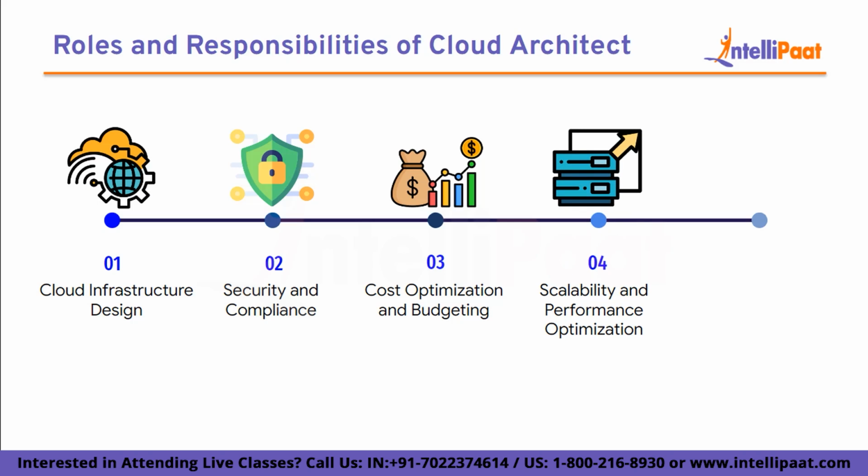The fourth one is scalability and performance optimization. Cloud systems need to be able to scale up and down based on the demand. Cloud architects design systems that can handle fluctuation in traffic and usage, ensuring optimal performance during the peak time.